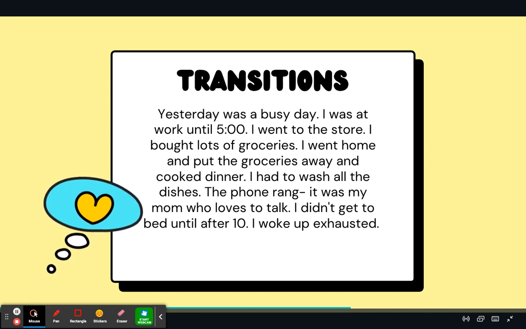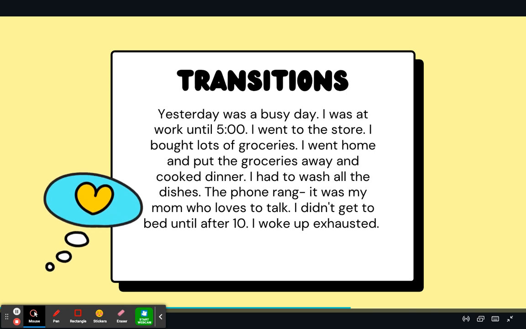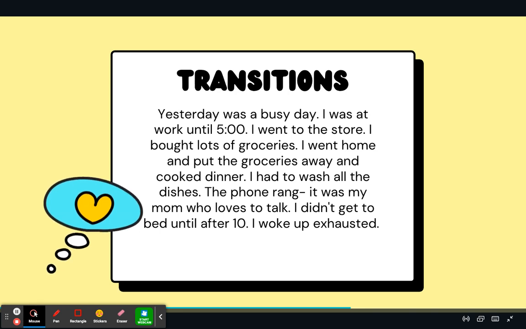Yesterday was a busy day. I was at work until 5. I went to the store. I bought lots of groceries. I went home and put the groceries away and cooked dinner. I had to wash all the dishes. The phone rang. It was my mom who loves to talk. I didn't get to bed until after 10. I woke up exhausted.